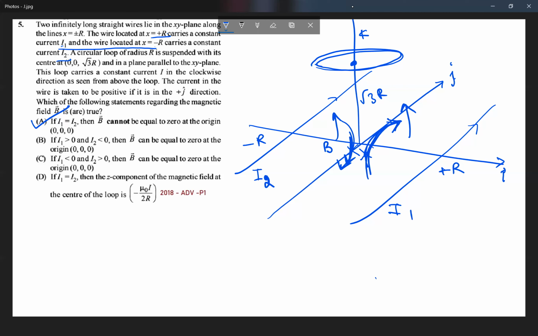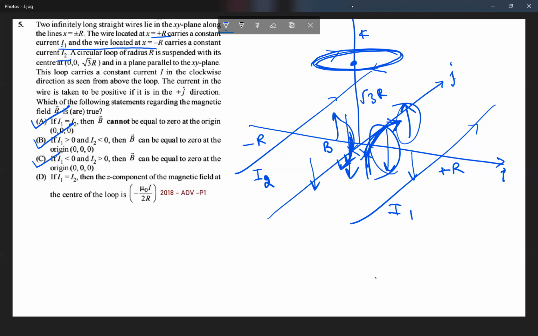B can be equal to 0. Yes, it can be. If you take the loop and the current in the loop in such a way that the magnetic field is in the downward direction, then the upward magnetic field can be cancelled by the downward magnetic field. It won't always be 0, but you can adjust the currents in such a way that it can be 0. I1 is less than 0, I2 is greater than 0, B can be equal to 0 at the origin. Again, it can be, because the magnetic field will be in the downward direction. We can have a loop carrying a current in any particular direction, and the magnetic field can be adjusted to be 0. So option C is also correct.